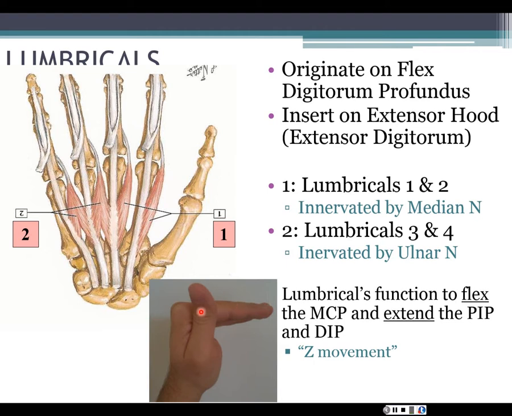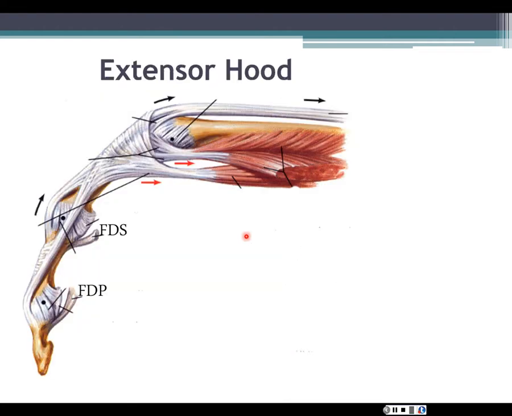So the lumbricals, the action actually looks like this, and it's a Z movement because it's Z. So if his arm was up here, that would create our Z. But really, right here, flexion of the MCP and extension of the PIP and DIP. So these are really interesting muscles.